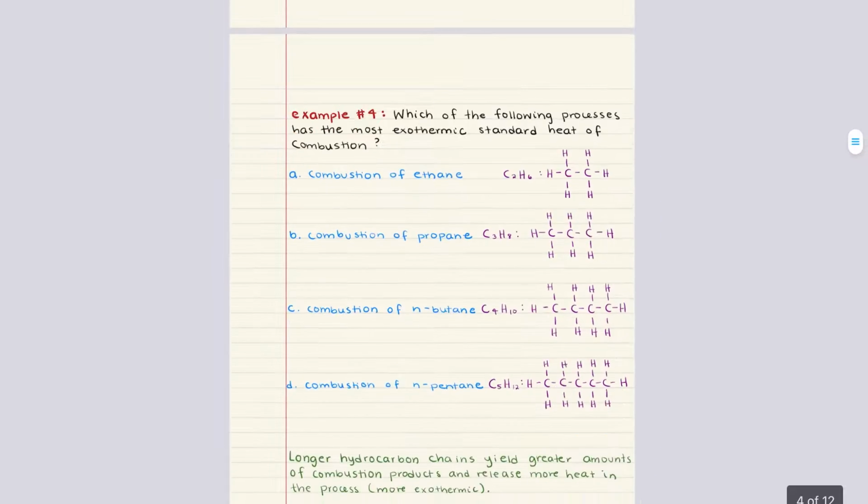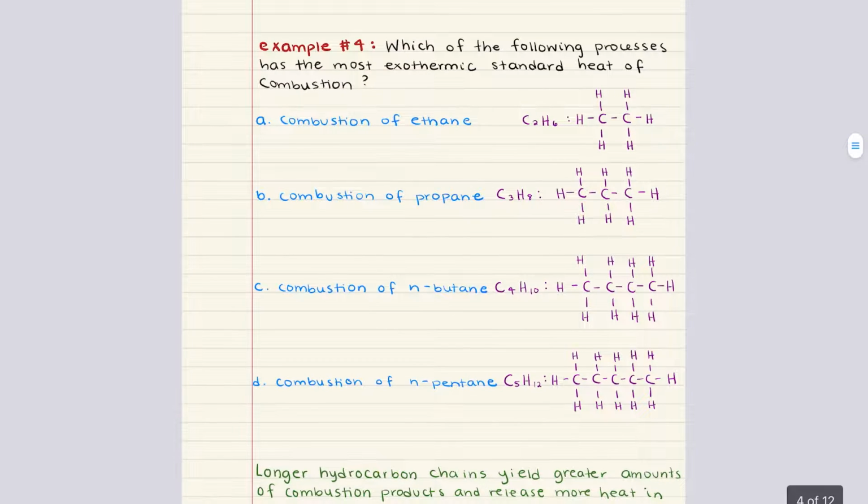Moving on to problem 4. Problem 4 says, which of the following processes has the most exothermic standard heat of combustion? A says the combustion of ethane. Ethane has a molecular formula of C2H6. B says the combustion of propane. Propane has a molecular formula of C3H8. C says the combustion of N-butane. The molecular formula for butane is C4H10. And D says the combustion of N-pentane. Pentane has a molecular formula of C5H12.